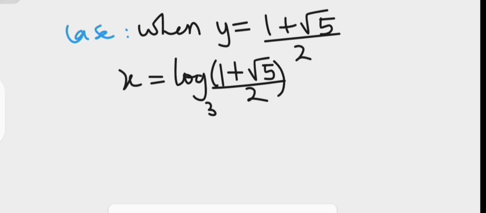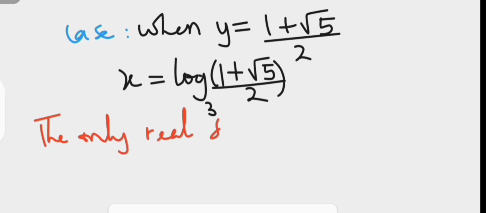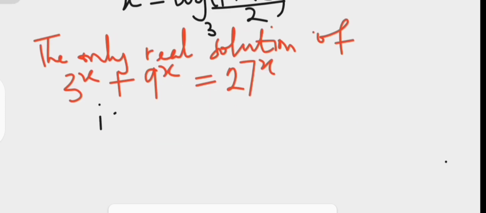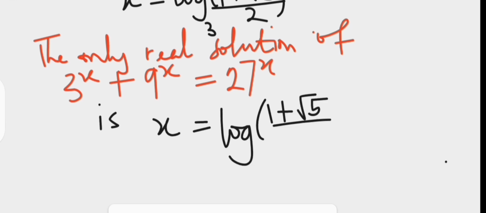So we can conclude by saying the only real solution of the equation 3 raised to the power x plus 9 raised to the power x equals 27 raised to the power x is x equals the logarithm of 1 plus the square root of 5 over 2 to base 3.